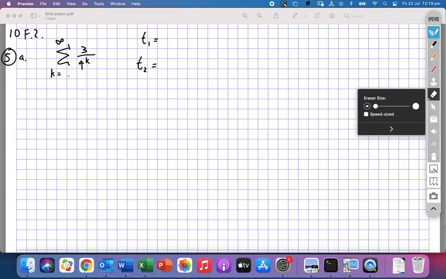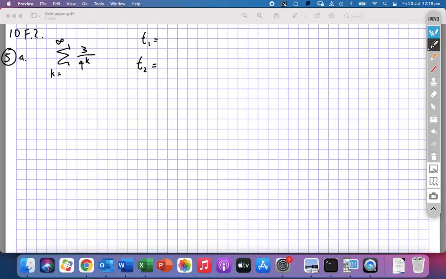Erase that, turn it into a 1. Okay, so the first term is actually 3/4. Right, so we put our 1 in and we get 3/4. The second term, k will be 2 at that point, so we'll have 3 on 4 squared, which is 3/16. The third term would be 3 on 4 cubed. So, okay, I've got my T1, that was easy.